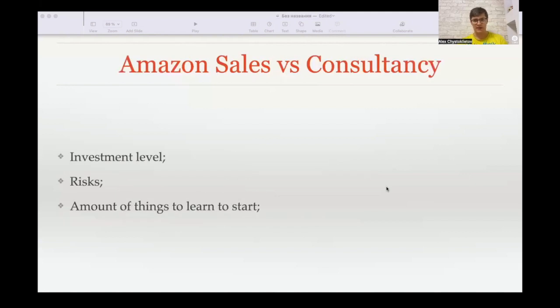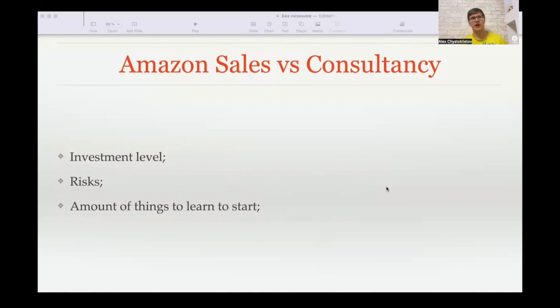Here is the slide that we already discussed in my previous video, but I want to briefly repeat. Our topic is Amazon account management, right? Not Amazon sales. And if we compare two things, sales and consultancy, we can understand that for consultancy, investment level is lower, risks are lower, and the amount of things to learn to start offering some services might also be lower. If you do everything, you need to know everything, but you can start offering your services in just some areas of work, and you still will be desired because there are so many sellers.